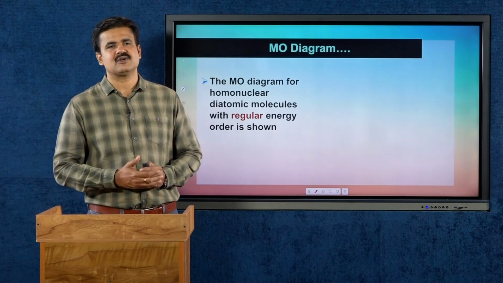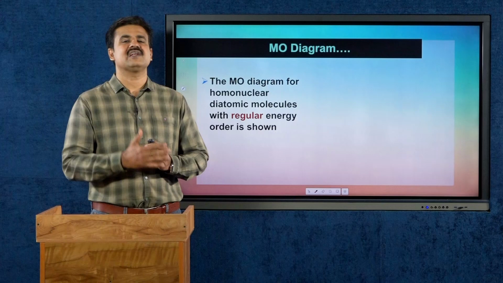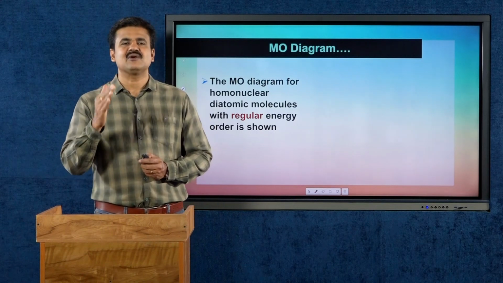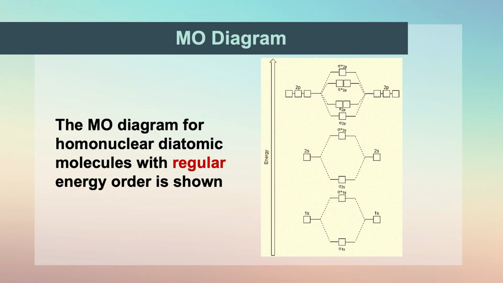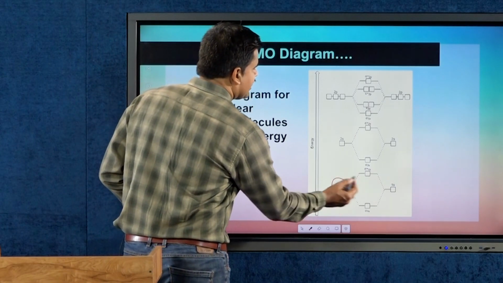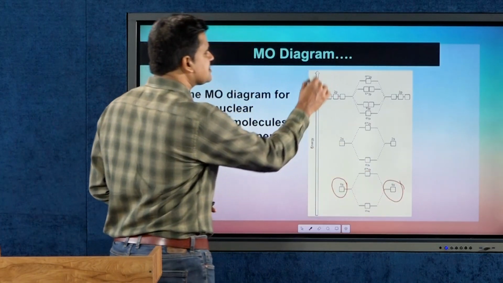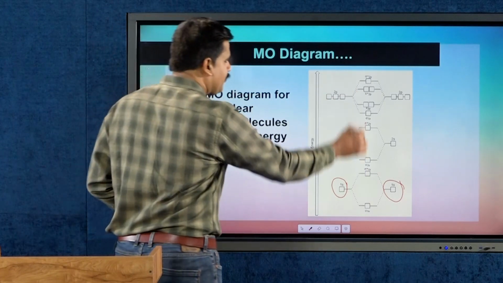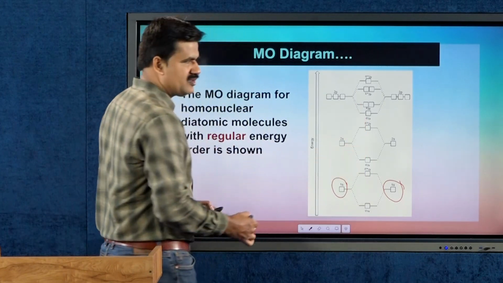Now we are focusing on the MO diagram of homonuclear diatomic molecules with regular energy order. This is the molecular orbital diagram. In a molecular orbital diagram, you have to note some important points. The left side and right side represent atomic orbitals, and the middle portion represents molecular orbitals.